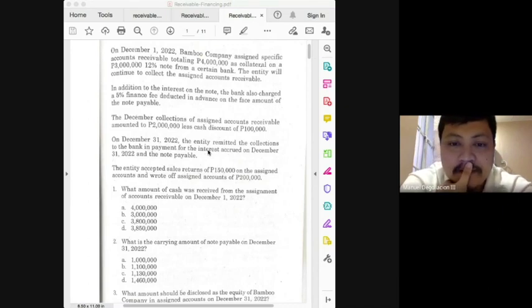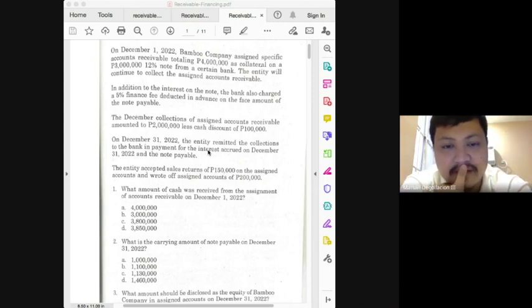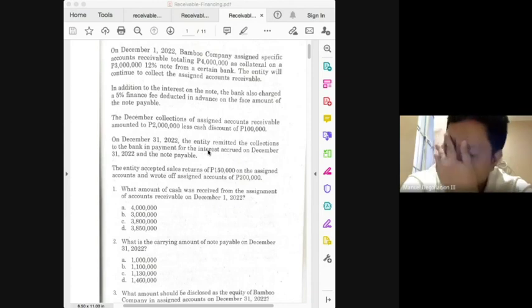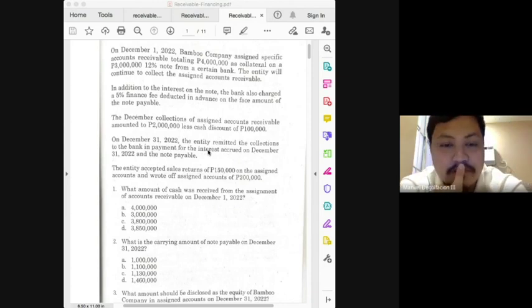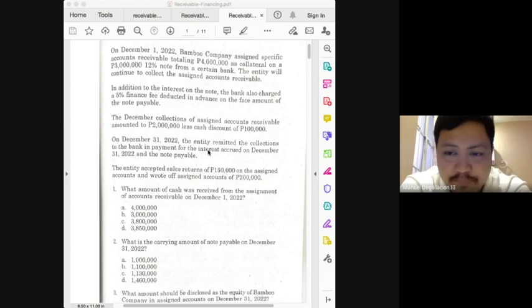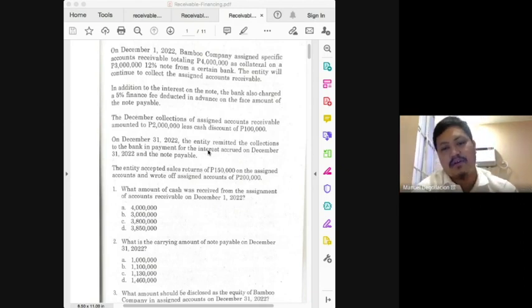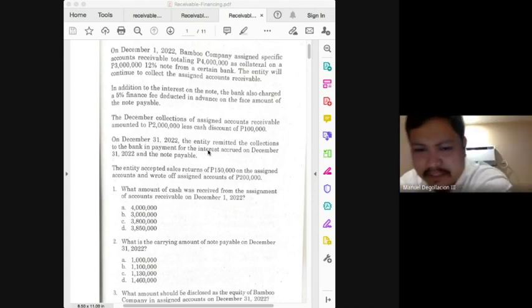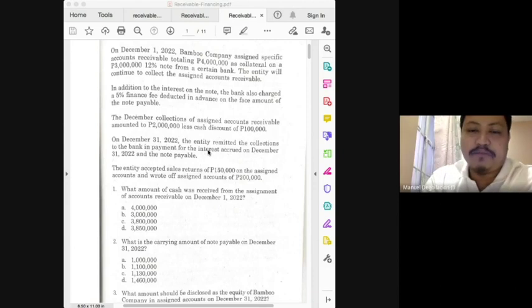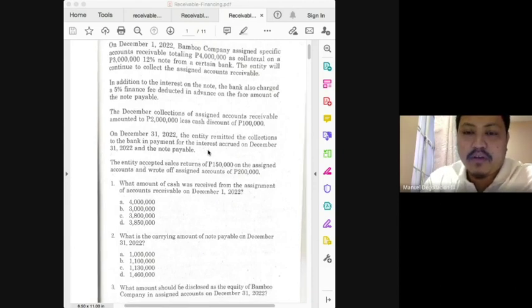Out of the 1,900,000, 30,000 goes to the payment of interest. So that means the amount that will be applied to the principal will only be 1,870,000. And 1,870,000 deducted from 3 million will give you 1,130,000, and that will be the balance of your notes payable at the end of the year. Okay, so please do not forget to apply first your payment to the interest that has accrued.